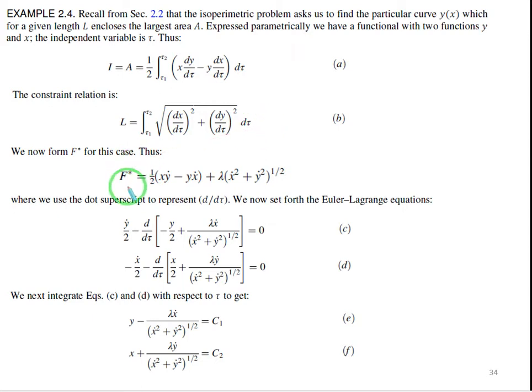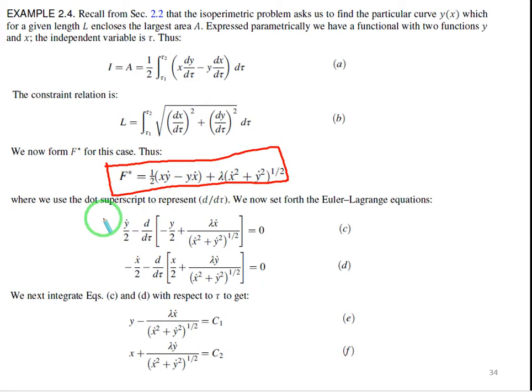Using previous definitions, we can easily say that f star is equal to f plus lambda g, and we can say that f star is 1/2 of (x y dot minus y x dot) plus lambda times (x dot squared plus y dot squared) to the power of 1 over 2. This is our new function f star.